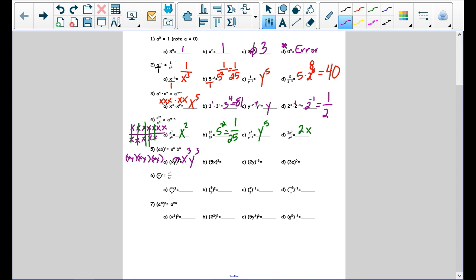So again, x to the first, 1 times 3, 3. y to the first, 1 times 3, y to the third. Okay? So that exponent on the outside of the parentheses goes to everything on the inside. So in B, this 2 goes to the 5, so I have 5 squared. And the 2 goes to the x, which gives me x squared. 5 squared then again is 25. So 25x squared. This is my answer.